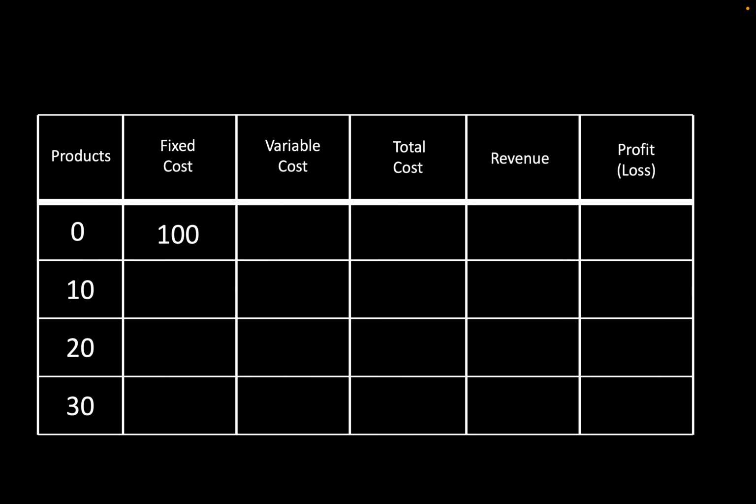The fixed costs in the question were $100. That was renting the market stall. And because it doesn't matter how many products I sell, those fixed costs are always going to be equal to 100. The variable cost is the cost of making the candles.